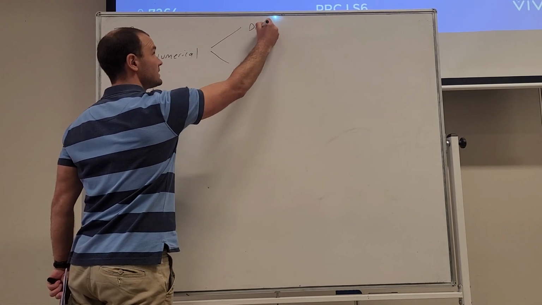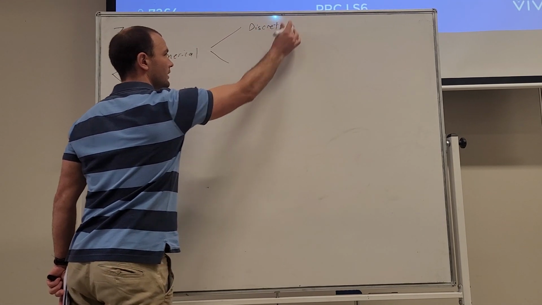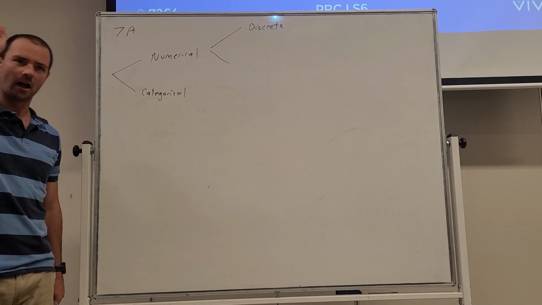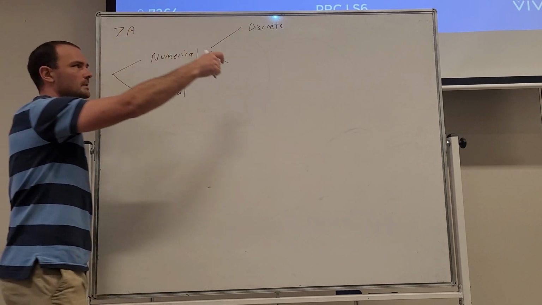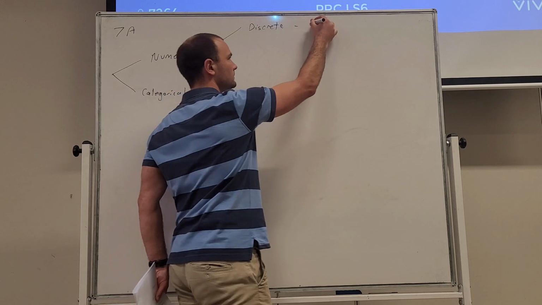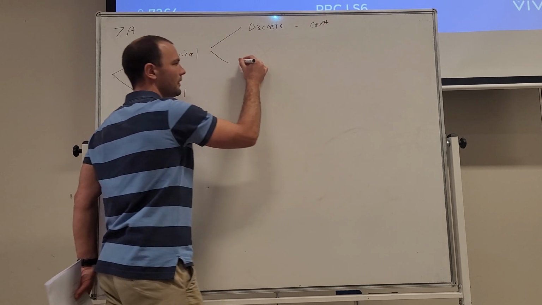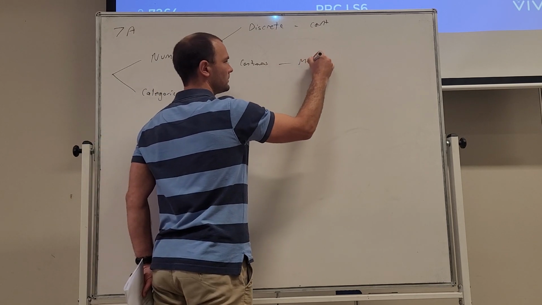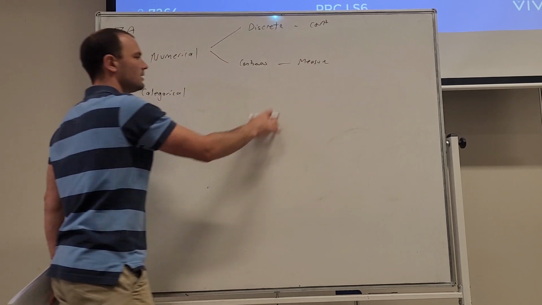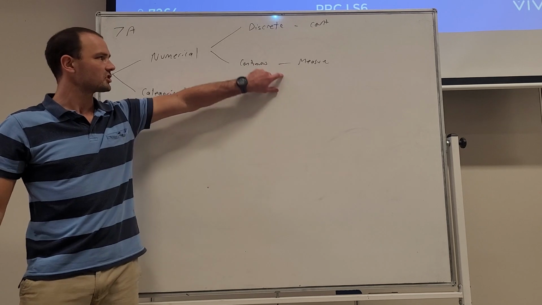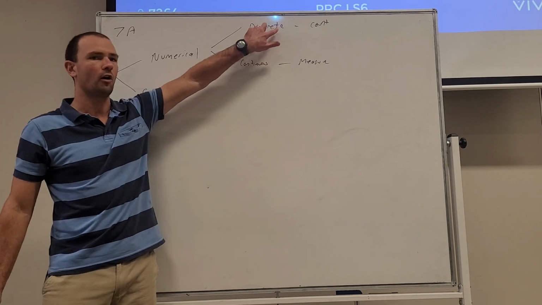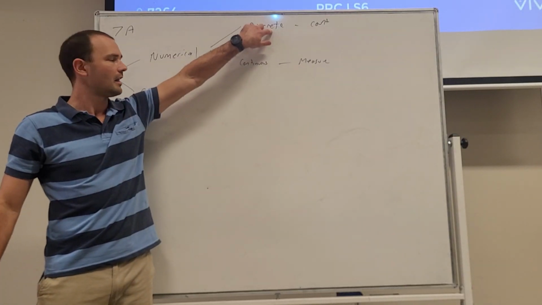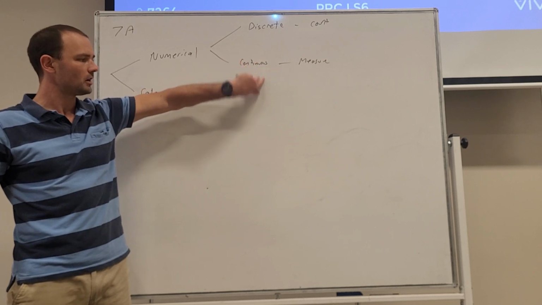There is discrete, okay? That means discrete, like it's whole integer values. These are things you count. And then there is continuous. And these are things that you measure. So there's an important distinction to be made between those two. Here they're whole integer values, all right? And then here these are things that you measure.